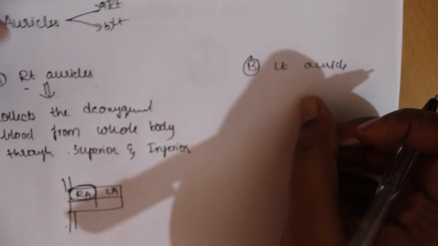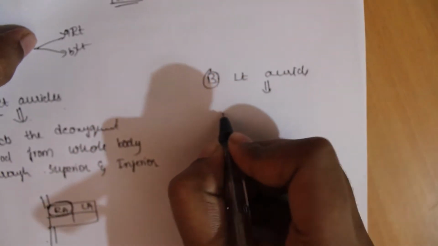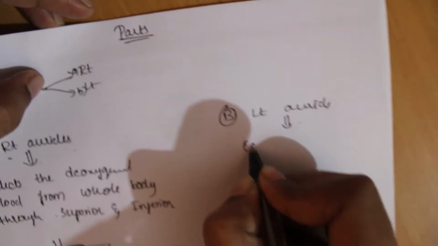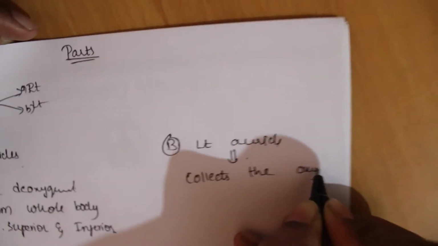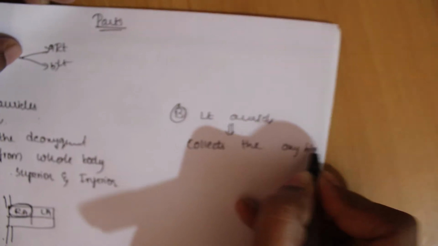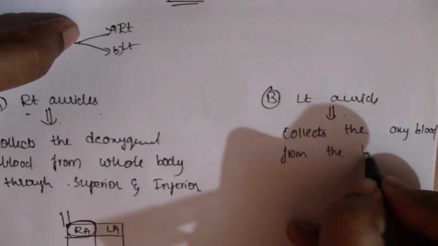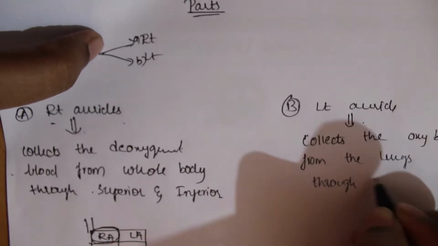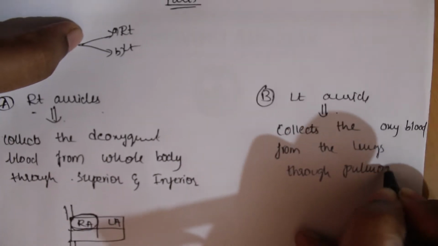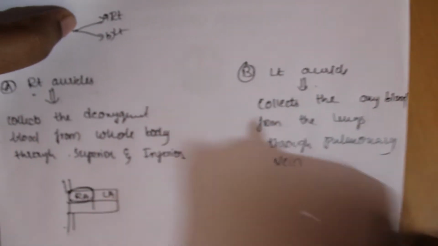Now move on to another subheading, that is the left auricle. The left auricle collects the oxygenated blood from the lungs through the pulmonary vein.